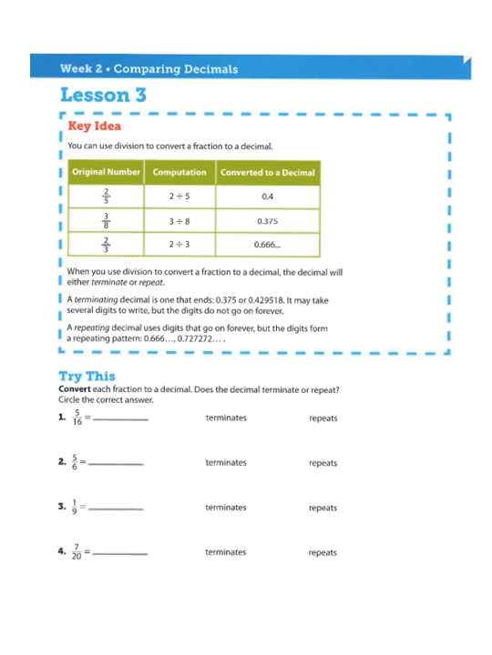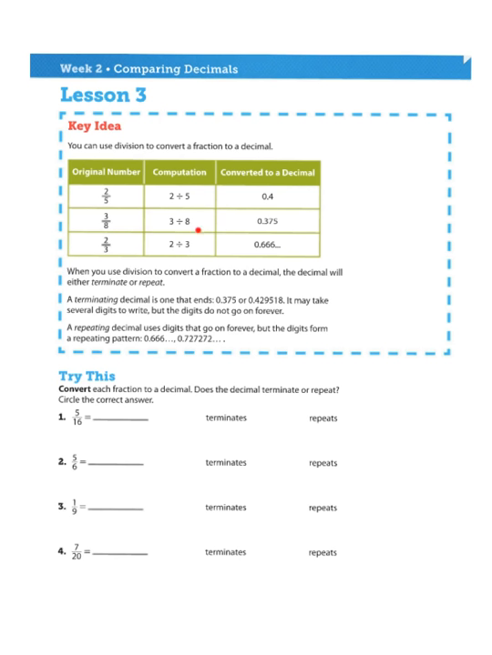In lesson 3, we're going to talk about a terminating decimal and a repeating decimal. On your key idea, it says you can use division to convert a fraction to a decimal. So we have our fractions. We know that we take our top number, which is our numerator, and divide it by our denominator, which is our bottom number. So if you take 2 divided by 5, you get 0.4.